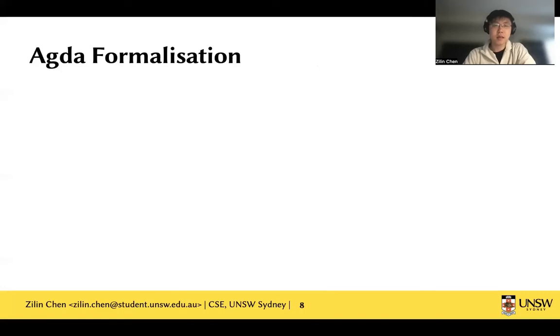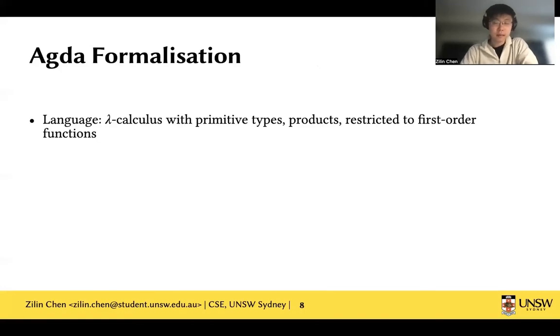Specifically, in the Agda formalisation that I present in the paper, I study a very small language, which is a lambda calculus with primitive types, products, and it is restricted to first order functions. In the Agda encoding, we index the type of the deep syntax with the typing context and the type of the object language.